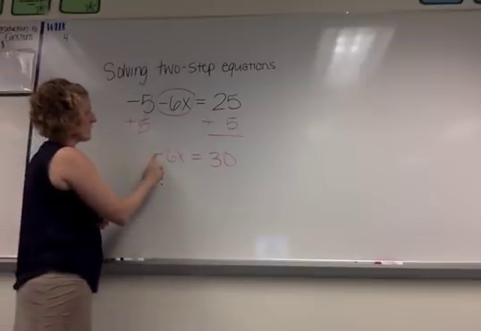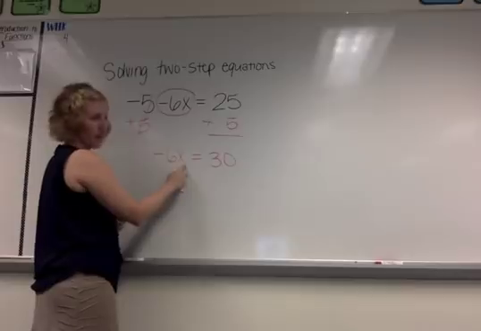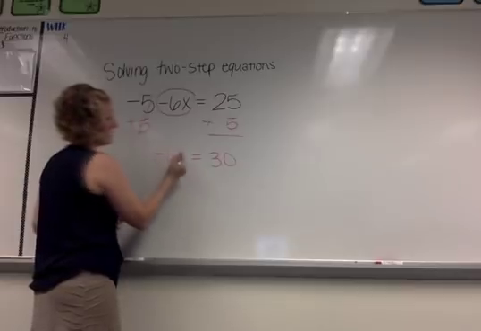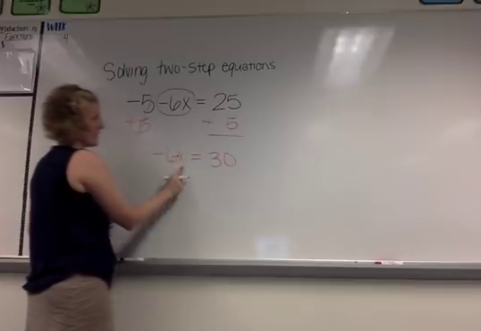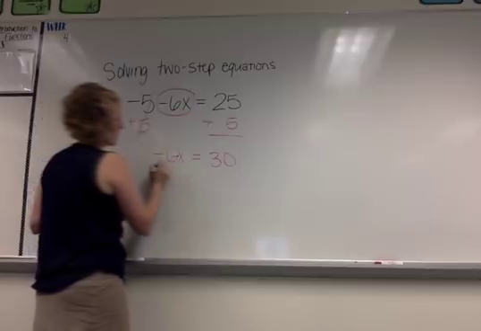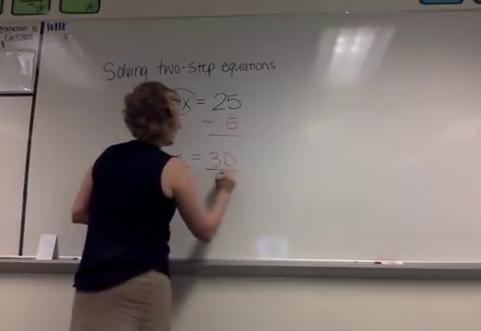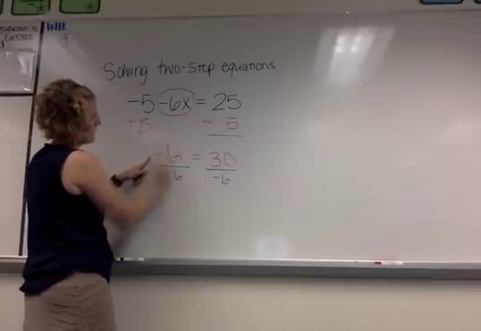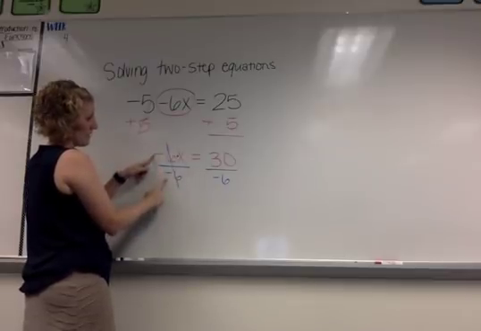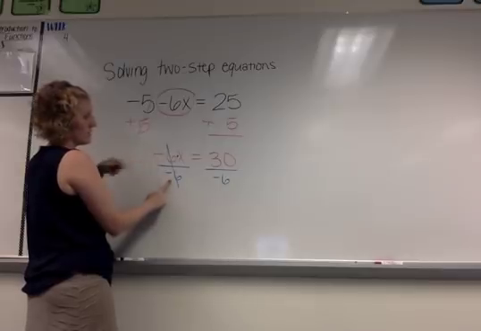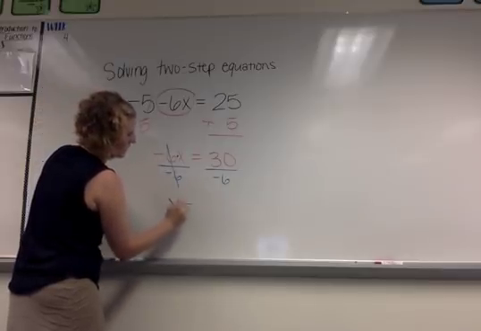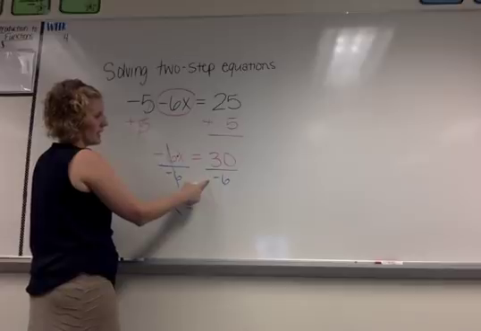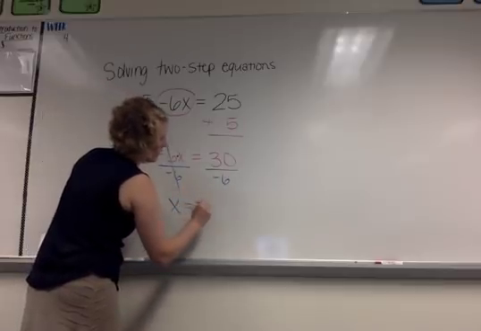Okay, now this is not negative 6 plus x or minus x. This negative 6 is still multiplying because it's right next to the x. So the opposite of multiply is divide. So I would divide by negative 6 because I need the negatives to cancel, because a negative divided by a negative is positive. So it'd be x equals 30 divided by negative 6 would be negative 5.